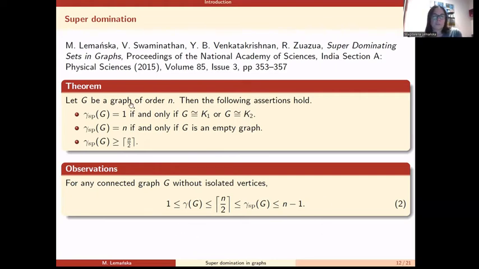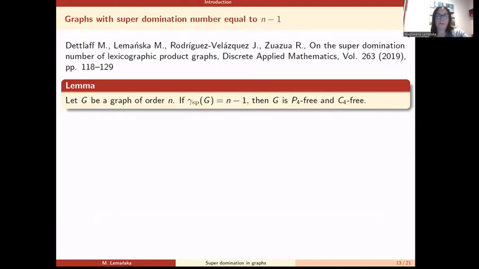Of course, because of this property that super domination number is equal to n if and only if G is an empty graph, if we have a connected graph, then super domination number is always less or equal n minus 1. And at the beginning, we were almost sure that this equality, that super domination number is equal n minus 1, is impossible. But in our next paper, 4 years later, we managed to define the family of all graphs for which this equality can happen.